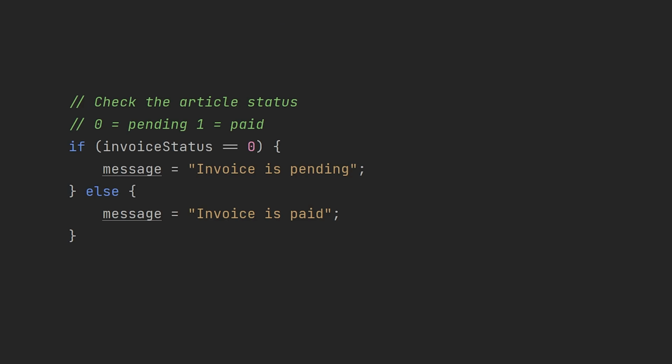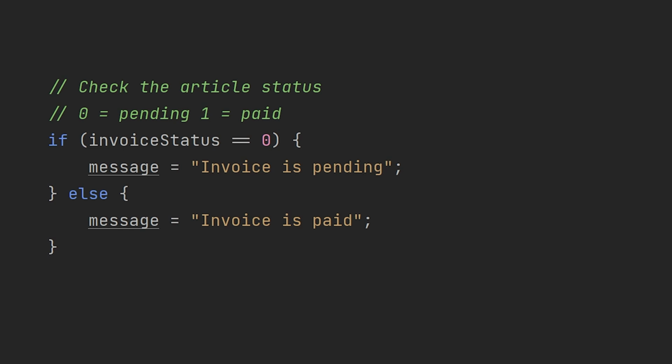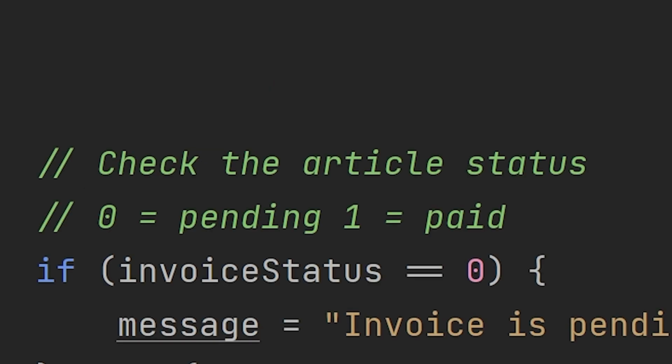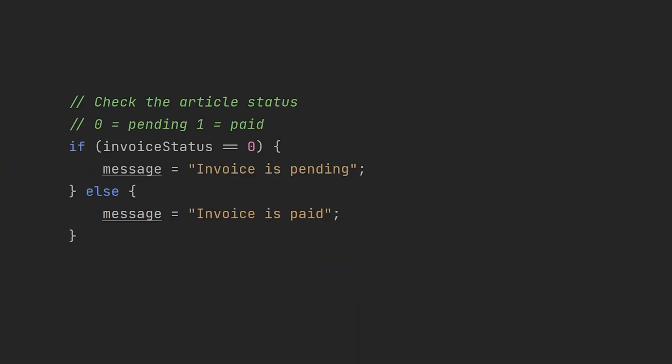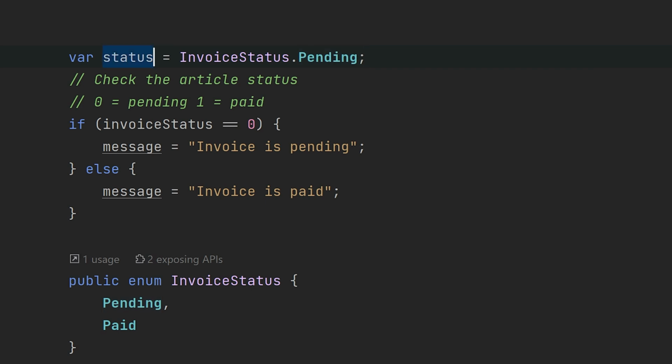We can clearly see the invoice status is being checked here. Commenting on obvious intent only adds noise to your code. The not so obvious part is what the magic numbers 0 and 1 represent. So if you really want to make this much clearer, you can just refactor to using enums instead, like this. And now you can remove the comments completely.